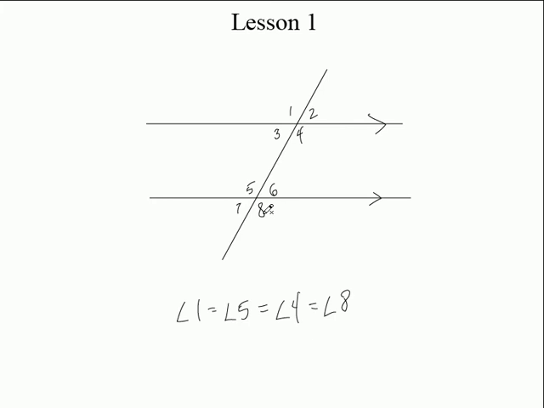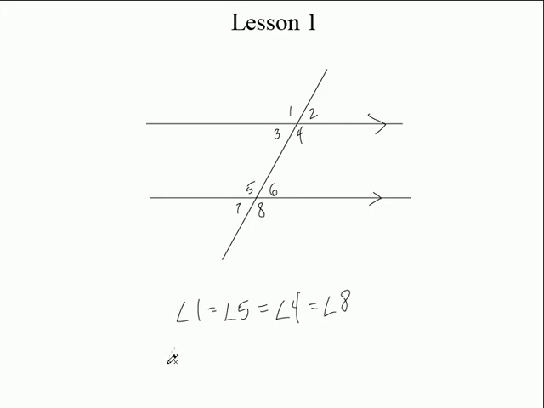This is one that's a little bit more obscure, but 1 and 8 are equal because they're alternate exterior angles, okay? So there's all kinds of reasons why these are equal to each other. The easiest way to look at it, though, is just say, hey, look, all the obtuse angles, they're all equal to each other. All the acute angles, guess what? They're all equal to each other, okay?